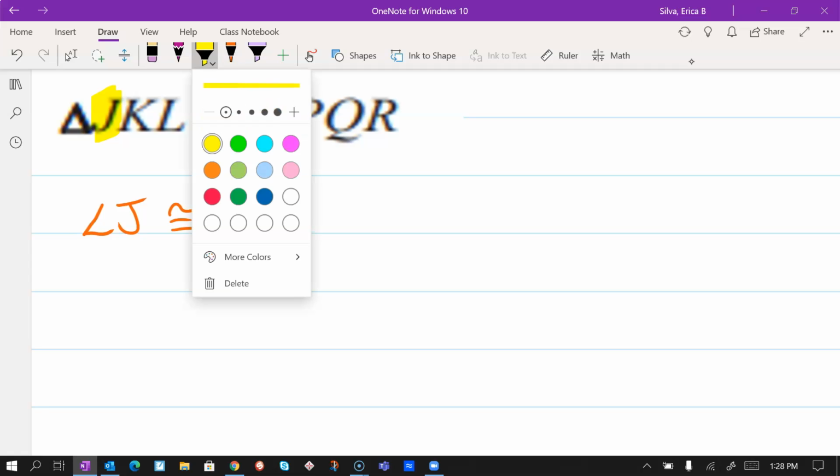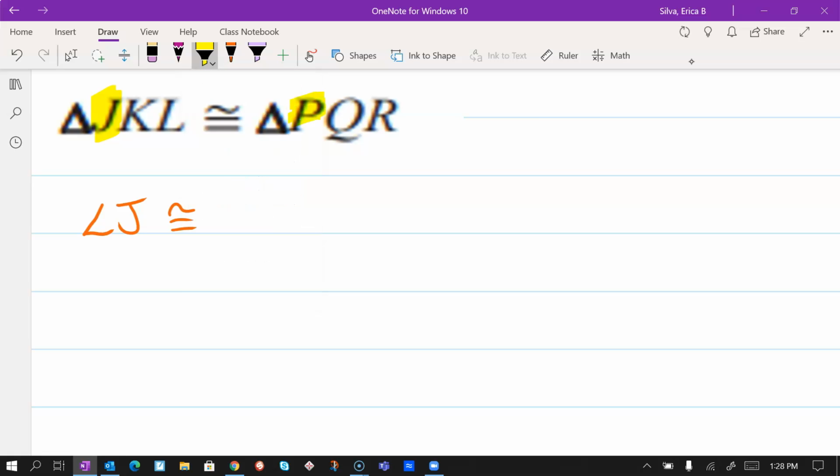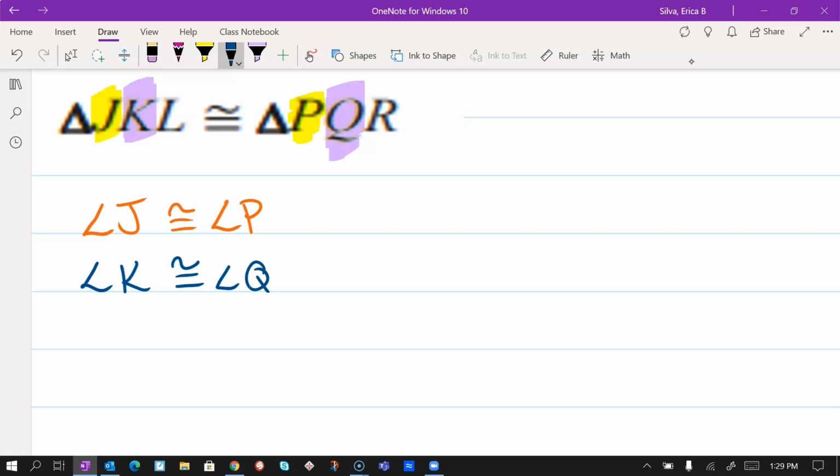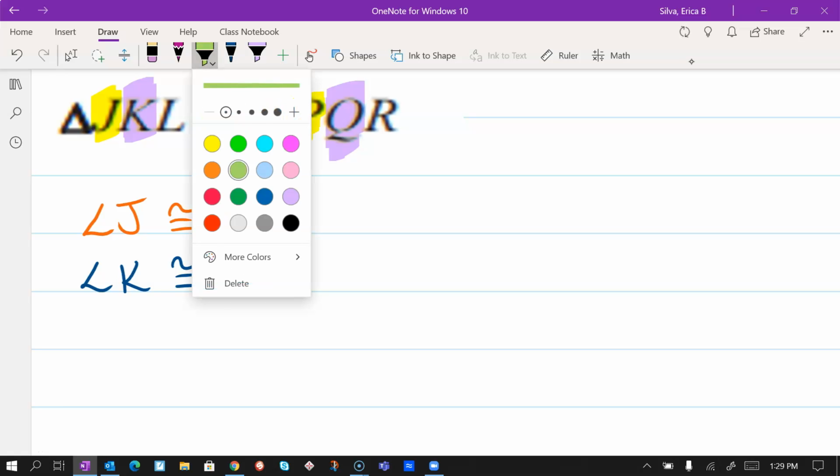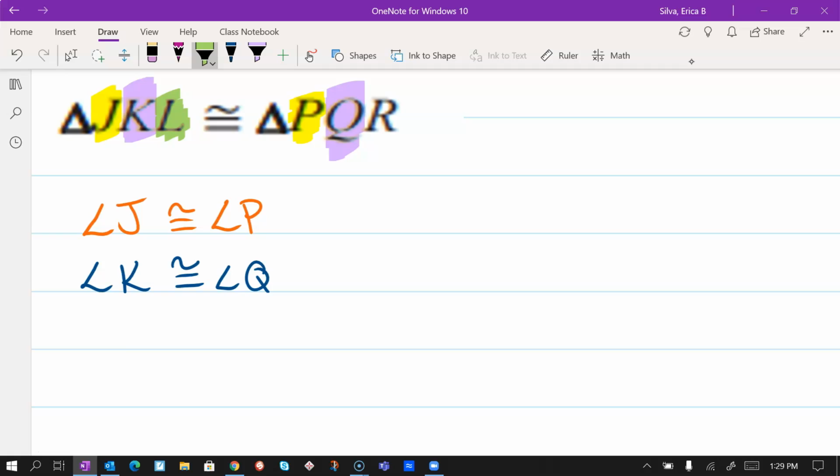Thank you. Because it's first in the name JKL, we want to look at the first angle in the second triangle, which is angle P. And now we do angle K. Angle K is congruent to what angle? Q. Perfect. And then finally, we look at angle L. And angle L is congruent to angle R. And those are my angles. Now let's look at the congruency statements for my segments.